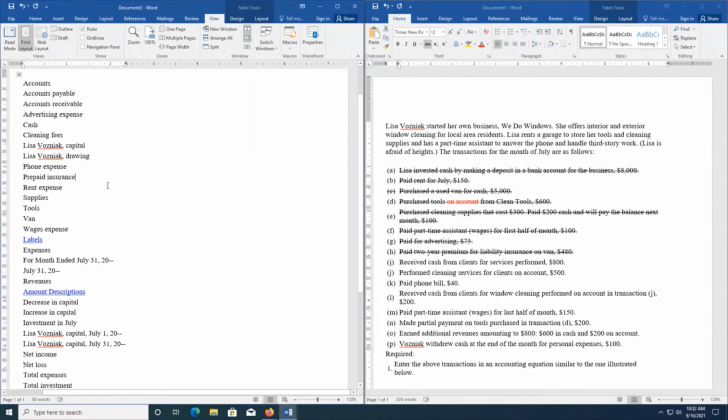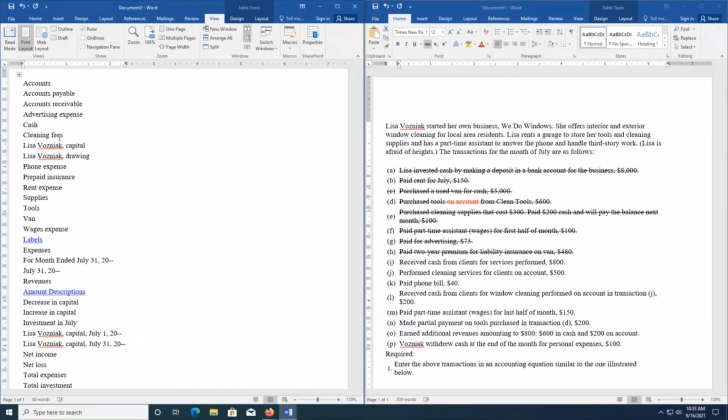Okay, so which one of these fits? What did we get paid for? Doing our job. What is our job? Cleaning. So this is going to be cleaning fees. Fees, sales, revenues, they all mean the same thing. It's ways that we make money. So when we do cleaning services, we're either going to get paid a fee or we're going to call it sales. But when we're doing service, most of the time we call it fees.